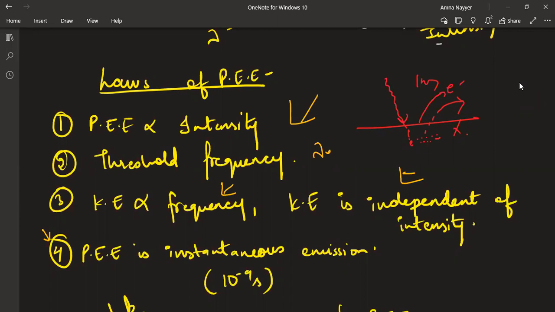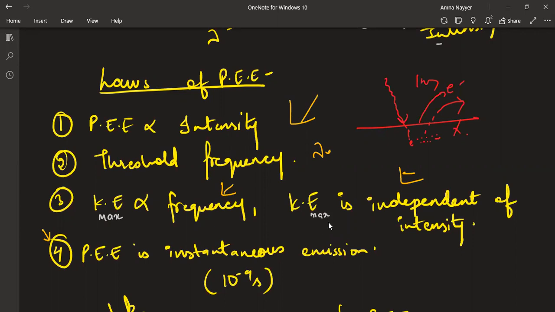Then third is the relation of maximum kinetic energy. Don't write it as just kinetic energy. Whenever you are mentioning it in your answers, try to write it as maximum kinetic energy. Maximum kinetic energy is directly proportional to frequency and independent of intensity. And it would be best if you draw the graph as well.